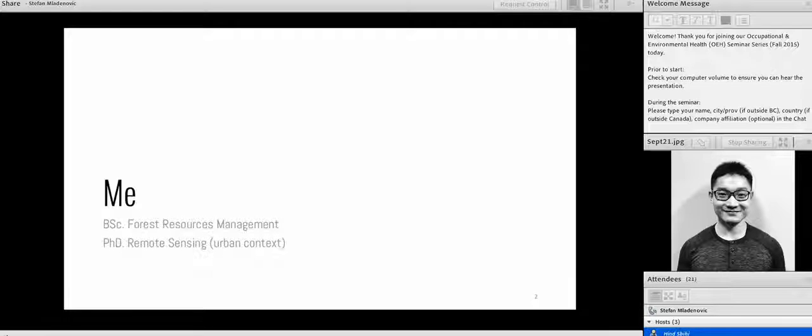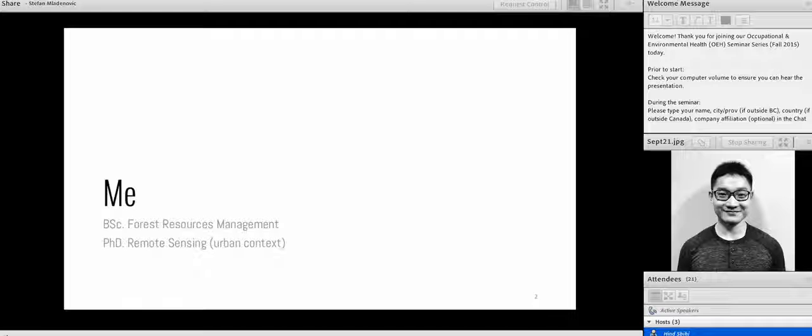And that leads to my grad school. So I did my PhD with the Integrated Remote Sensing Studio at UBC as well, focusing on the urban part, I guess, urban forestry-ish.